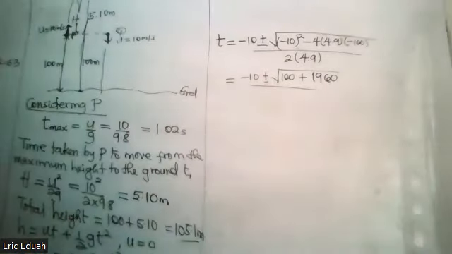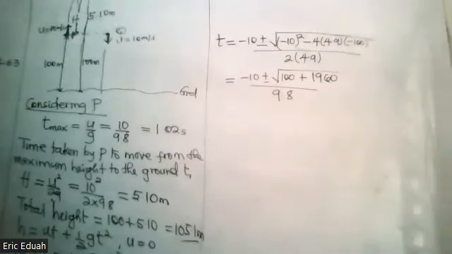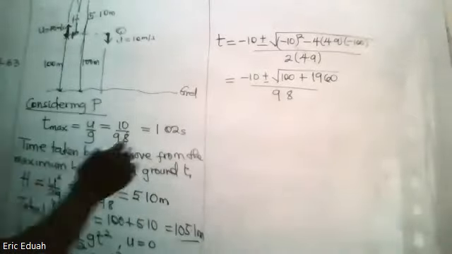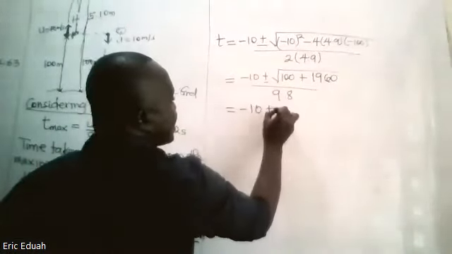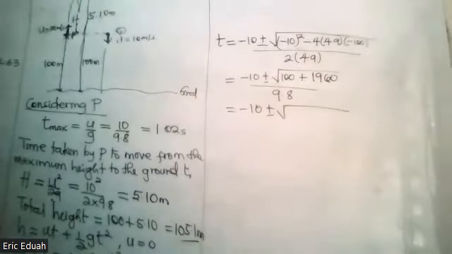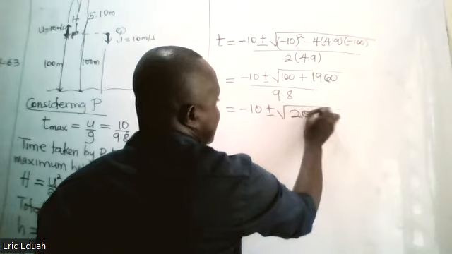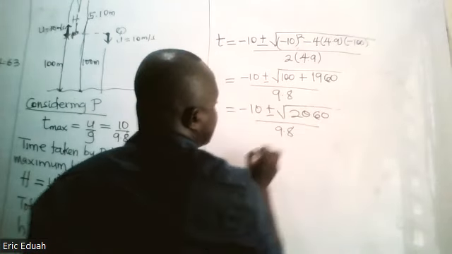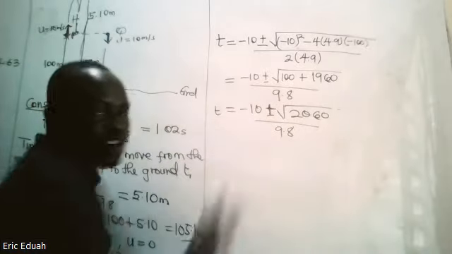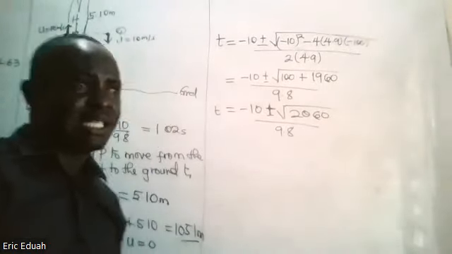Divided by 2 times, this is 9.8, correct? Yes, please. Okay, so minus 10 plus or minus the square root of 100 plus 1960, which is 2060. This is divided by 9.8. Here, you see, it's a plus or minus, and we don't have anything like a negative sign. So we throw away the negative and use the positive.